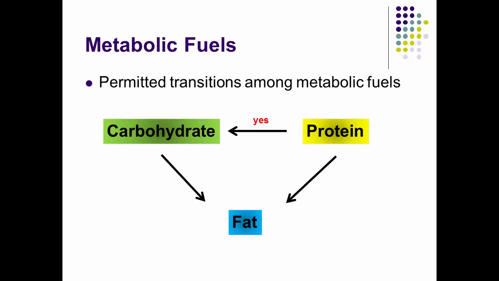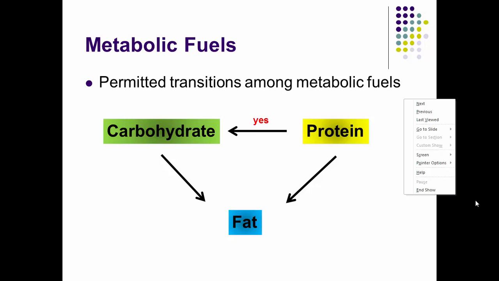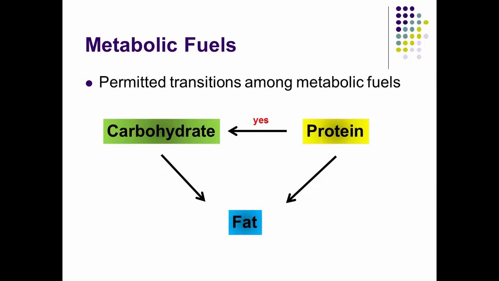Protein can be converted to carbohydrate to maintain the blood glucose level. And what about carbohydrate converted to fat? Yes, right? Through lipogenesis, and this process occurs in which physiologic condition? Feeding condition, right? When we have excess glucose, carbohydrate from the diet, it will be converted to fat through the pathway called de novo lipogenesis.